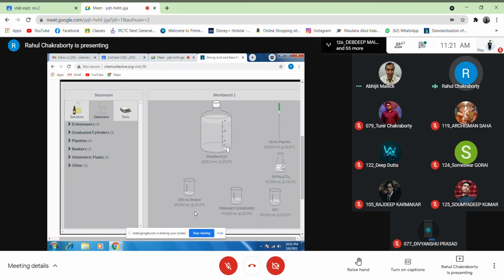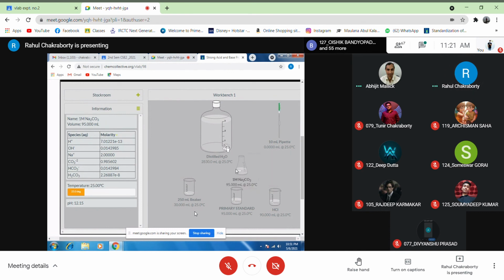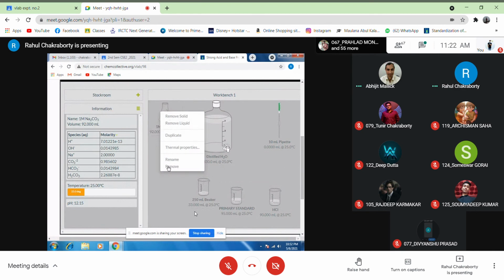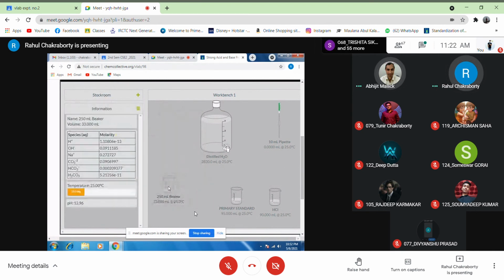Then select 1 molar Na2CO3 and dip it into this beaker, mixing with the 0.1 molar NaOH. How much? 3 ml. 3 ml of 1 molar Na2CO3 added with 30 ml 0.1 molar NaOH. Total is now 33 ml. So now add 67 ml distilled water to make the solution 100 ml.